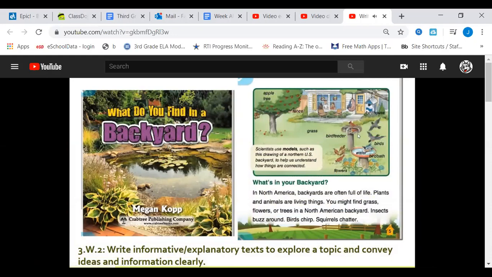So our first standard, we took that information. Again, this author had the title, What Do You Find in a Backyard? And then they asked again, what's in your backyard? Many of the things might be in your backyard. And you'll notice up here, there is more information. We're going to talk about that in a minute.